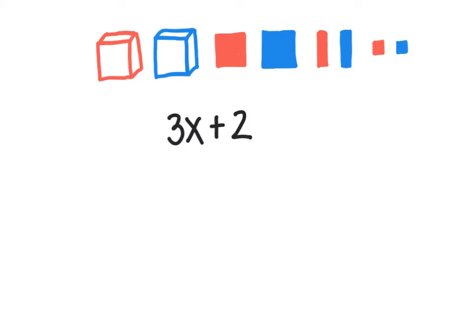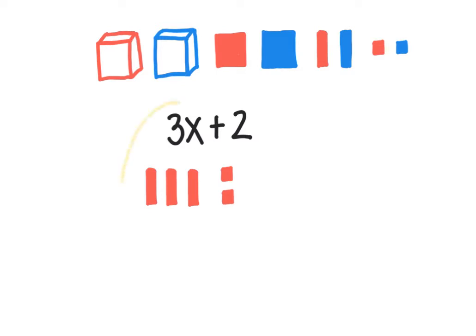Now that we know the name of each of the tiles, we can use them to represent expressions. The expression 3x plus 2 could be represented by 3 of these x tiles and 2 of the number tiles. This representation would show us 3x plus 2.